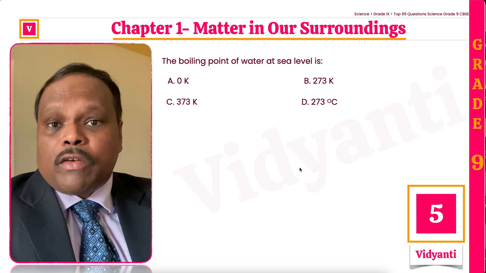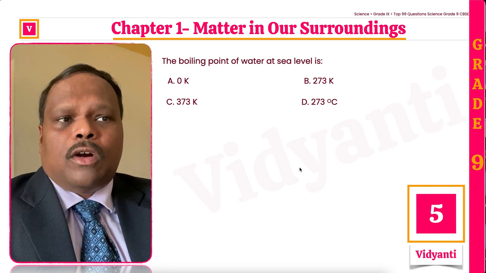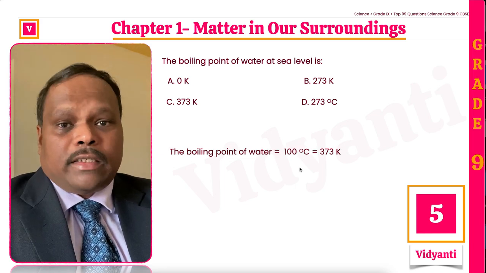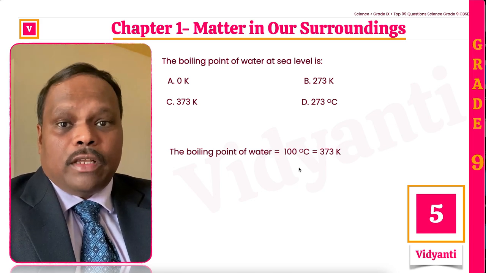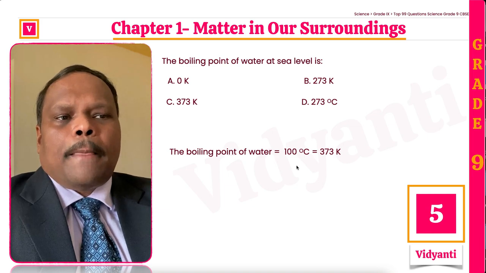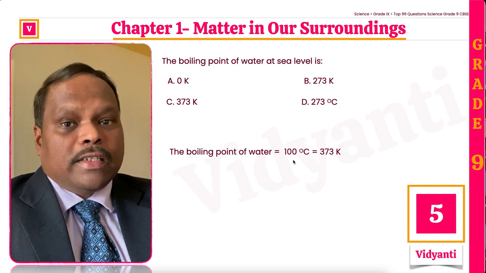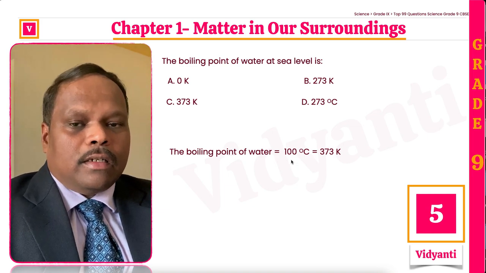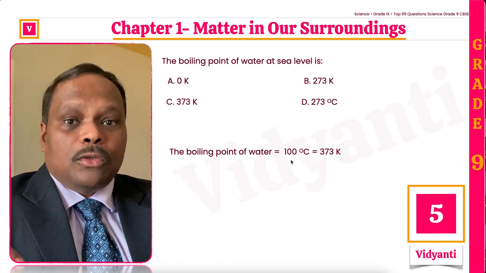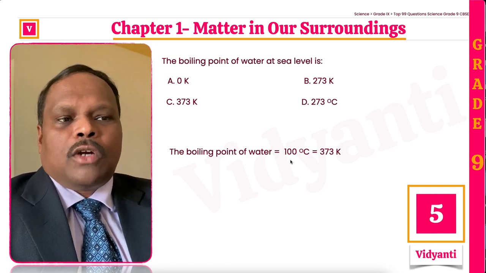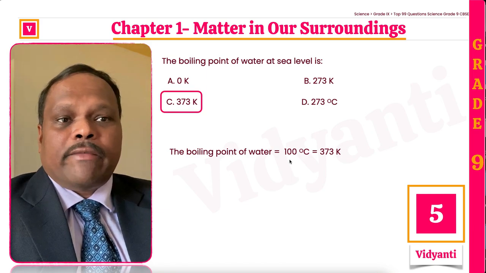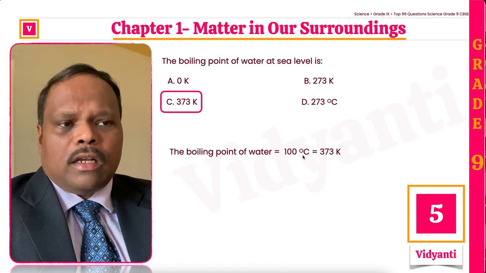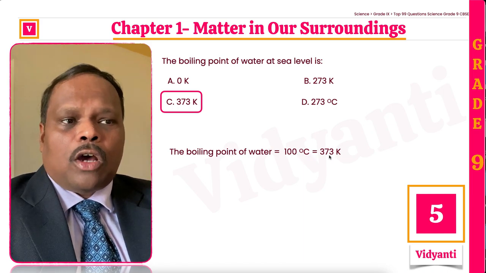Let's go to question number 5. The boiling point of water at sea level. That's actually 100 degrees Celsius, but they are trying to confuse you with the help of units. Remember, 0 degrees Celsius is 273 Kelvin. So 100 degrees Celsius is 100 plus 273, that's 373 Kelvin. So any of these two options are correct. You can write 100 degrees Celsius or 373 Kelvin.